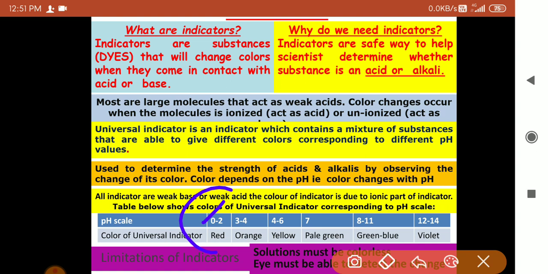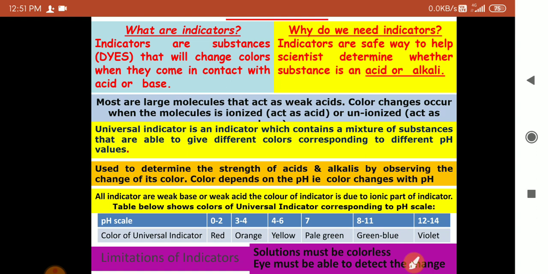See, in the beginning, 0, 1, 2 will show red color, then 3, 4 will show orange color, 4 to 6 will be yellow, 7 will be pale green, then 8 to 11 will be blue-green or blue, and then 12 to 14 will be violet color. So this is the color of the universal indicator with different pH values.